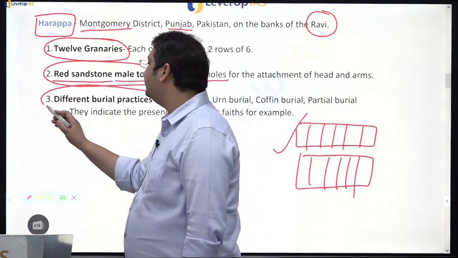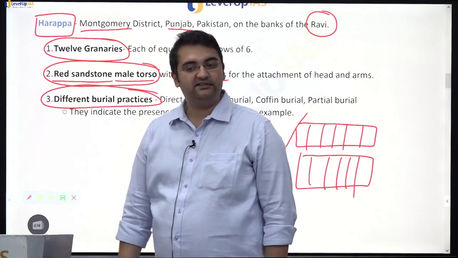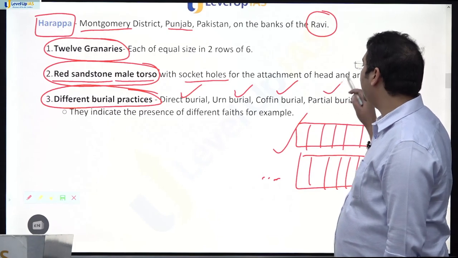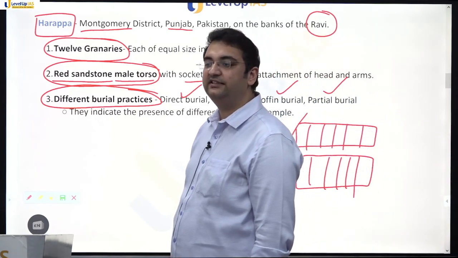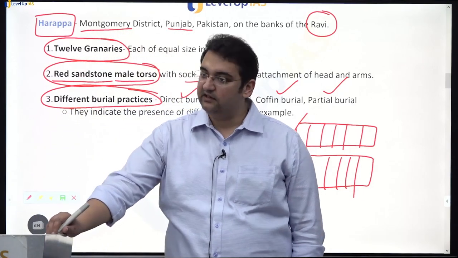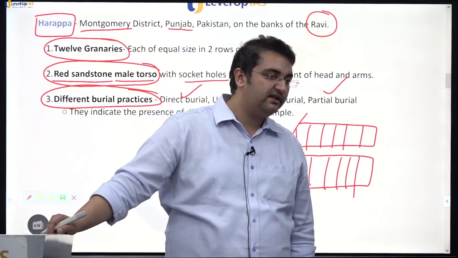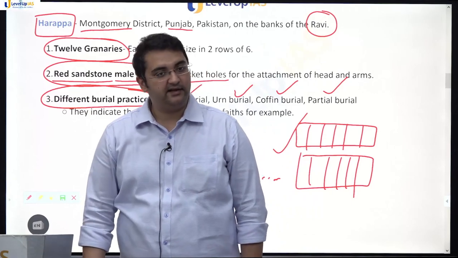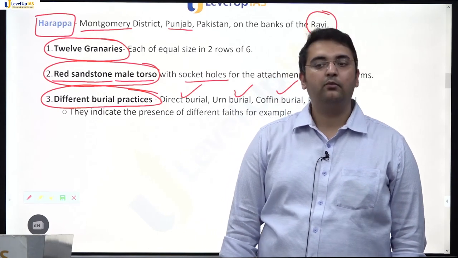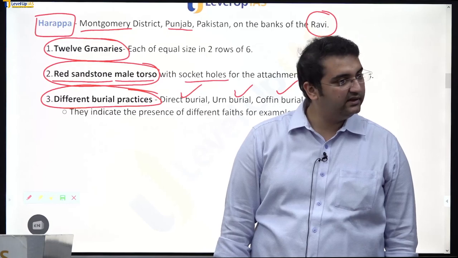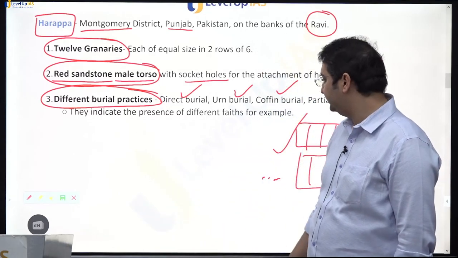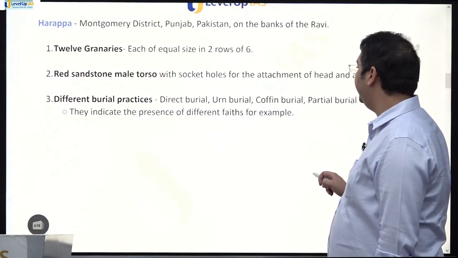Then we also have evidence of different burial practices such as direct burial, urn burial, coffin burial, partial burial, etc. What does this indicate? That there was a multiplicity of faiths. Even today, the practitioners of different religions dispose of their dead in different manners. All of them have their own rituals. For example, most Muslims bury their dead without a coffin. Most Christians in a coffin. Hindus burn their dead. The Buddhists bury their dead. Right? So these are the kinds of funerary practices. So this indicates the presence of different faiths.